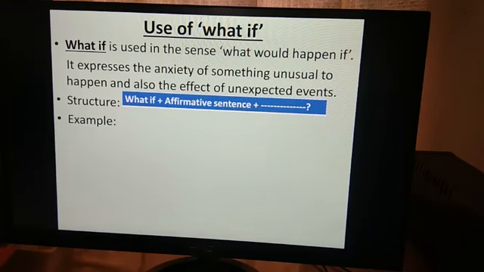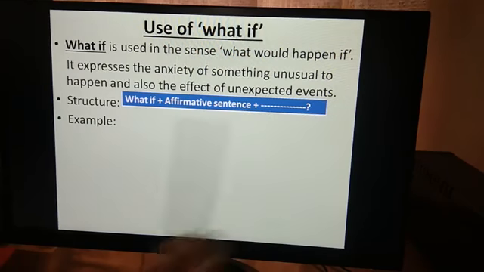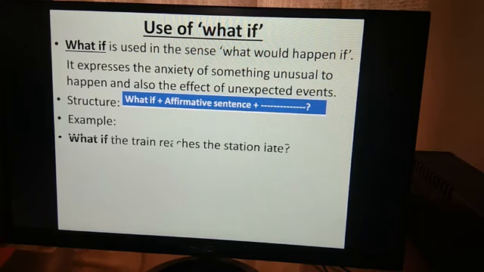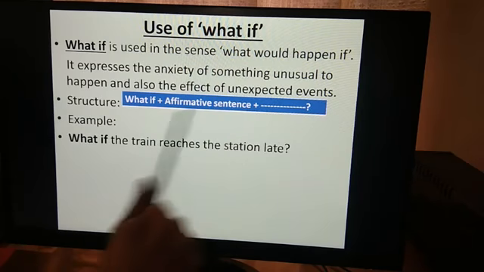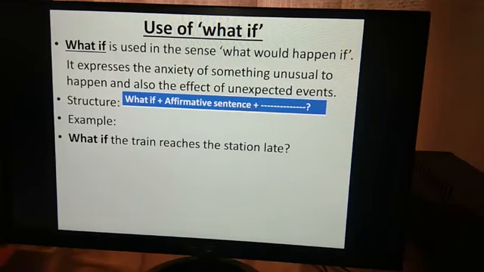When this kind of sense arises and we have to suggest it, then what if is used. What if plus affirmative sentence plus any extension, then comes the question mark, the interrogative sign. Example: What if the train reaches the station late? What if plus affirmative sentence, the train reaches the station late. There comes the interrogative sign.